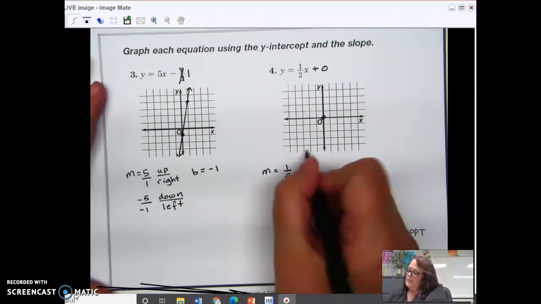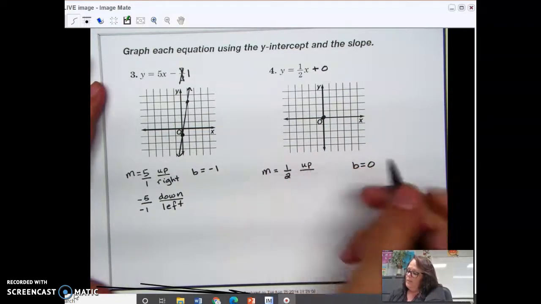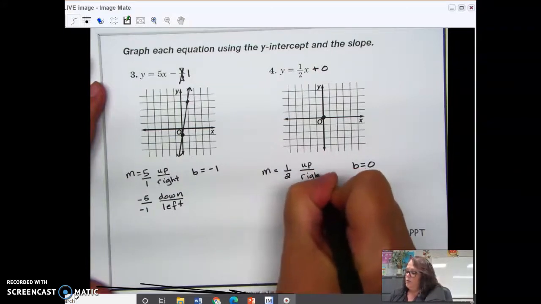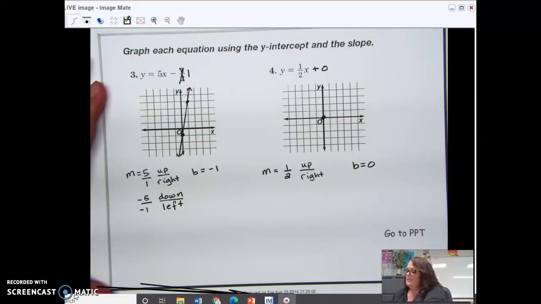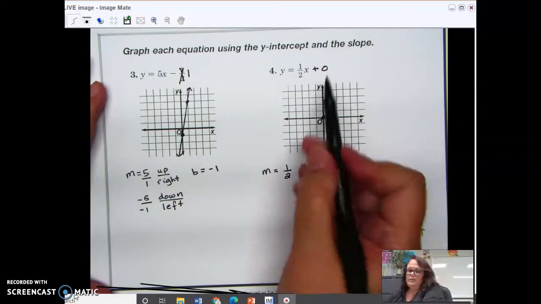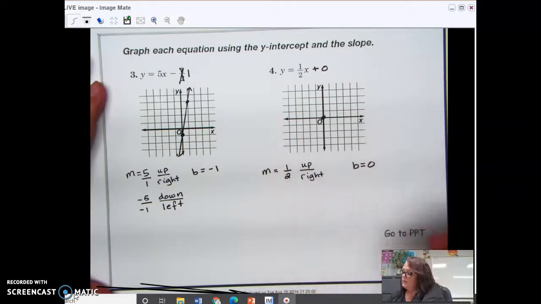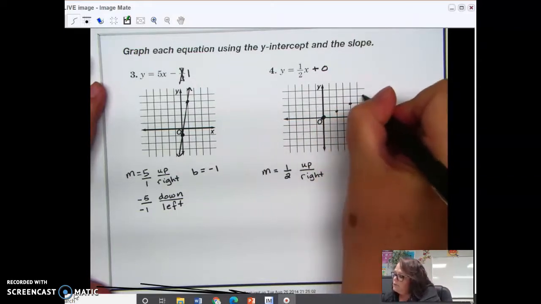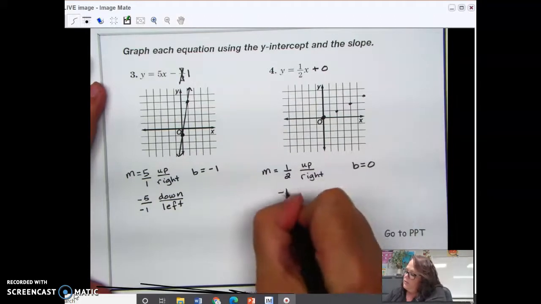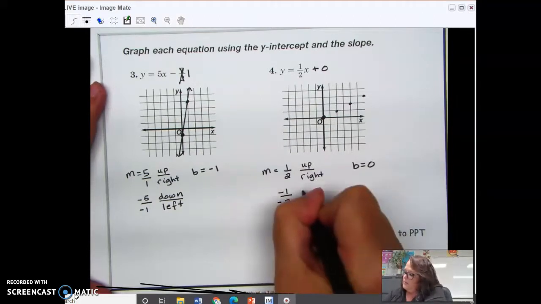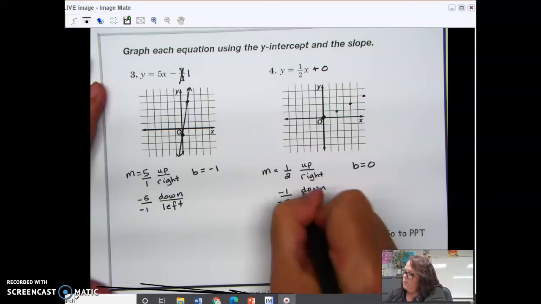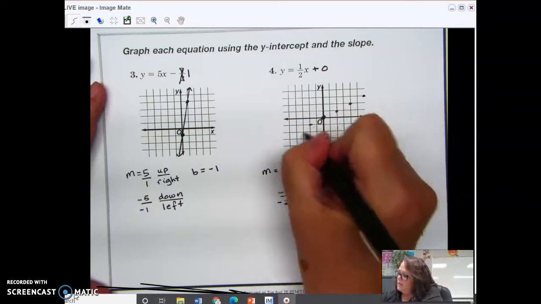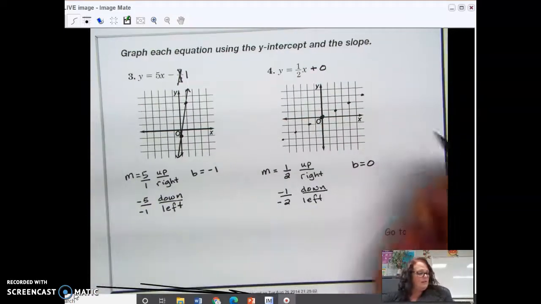So again, a positive 1 means to rise up 1, and a positive 2 means to run to the right 2. You always follow the way the axis is running. So up is positive, and then to the right is also positive. So from here, we're going to go up 1 and to the right 2, and I can do that a few times. And if I wanted to, I could take the opposite of the top and the opposite of the bottom, which means I'm going to go down 1, and I'm going to go to the left 2. So down 1 and to the left 2 looks like this.